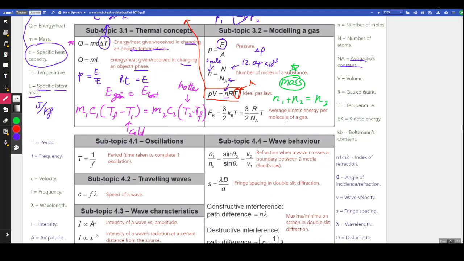The last equation in 3.2 is about average kinetic energy, because you can see the bar at the top. In fact, when you talk about average kinetic energy, we shouldn't be saying the words per molecule. When we talk about average, it's already per molecule. Think about this. I always tell this to my students.